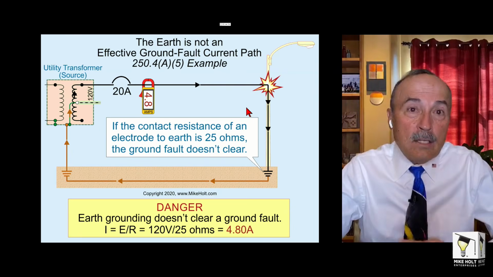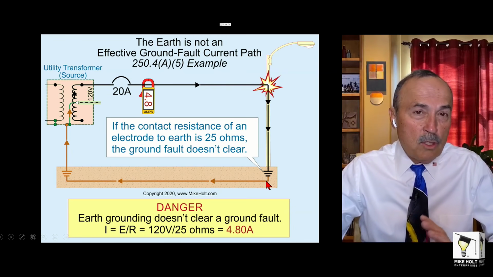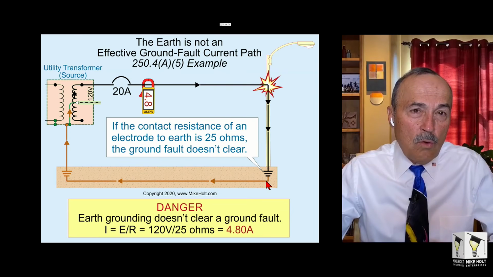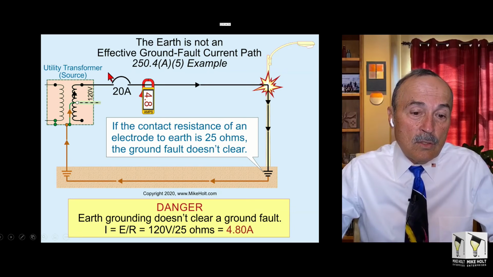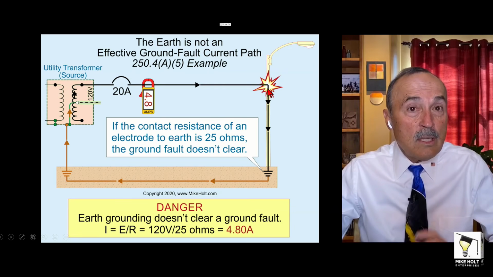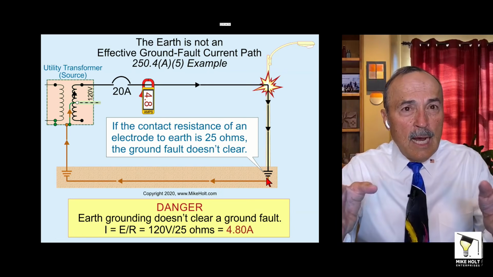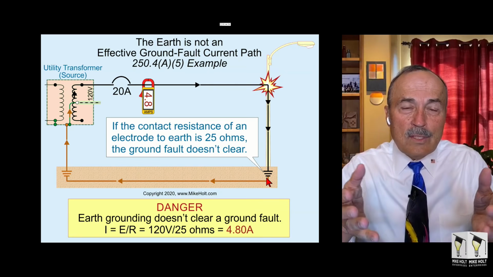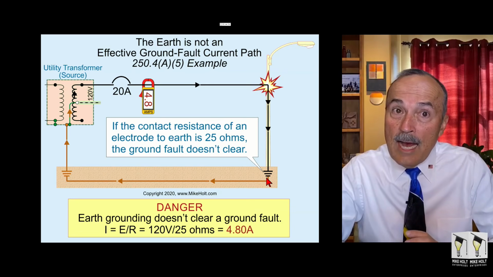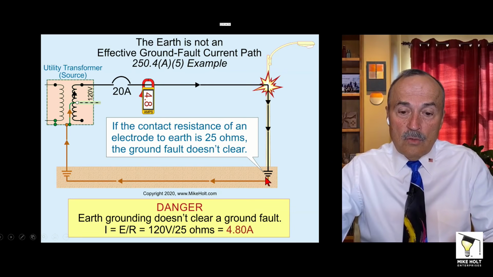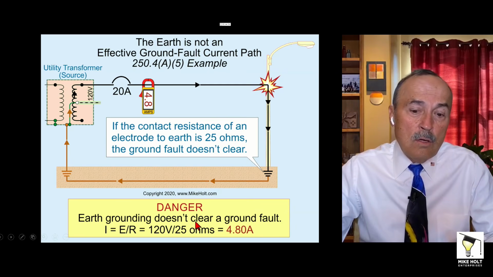Okay, take a look at this illustration. Imagine you have some metal that's connected to your earth through a ground rod, but there's no effective ground fault current path. There's no equipment grounding conductor. And then there's a ground fault. Electrons leave the source, travel through the overcurrent device, get over to the metal part, and energize it. They get to the ground rod, but because the contact resistance is so great that the earth cannot be used as an effective ground fault current path, as covered by 250.4(A)(5), then you're going to have what? If it was 25 ohms, I equals E over R, 120 volts divided by 25 ohms is 4.8 amps.